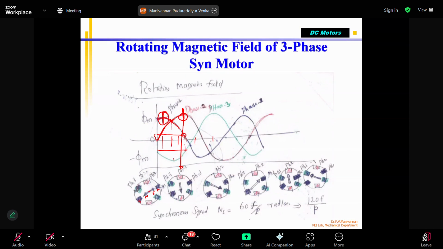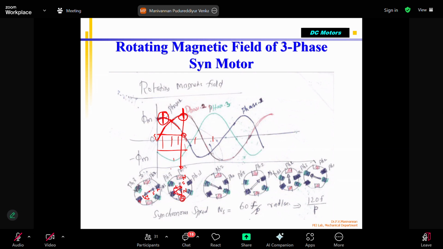So automatically, what will happen? This is south pole, this is north pole. So the rotor has been attracted from here. It has rotated from here to this angle, 120 degrees rotated. It aligns and stops. But please note that actually it is moving continuously from here.